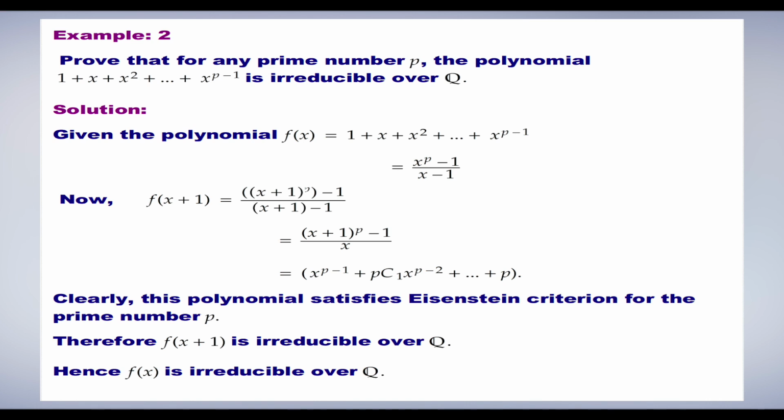Now, ((x + 1)^p - 1) divided by ((x + 1) - 1) is equal to ((x + 1)^p - 1) divided by x, which is equal to x^(p-1) + p c1 x^(p-2) + and so on + p. Clearly, this polynomial satisfies Eisenstein criterion for the prime number p. Therefore, f(x + 1) is irreducible over Q. Hence, f(x) is irreducible over Q.